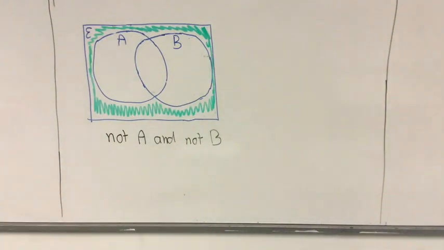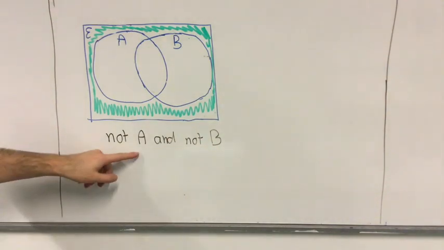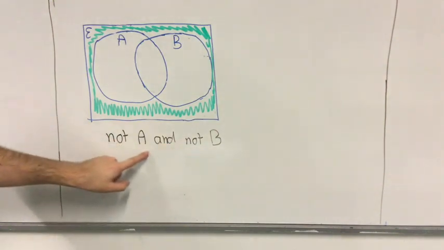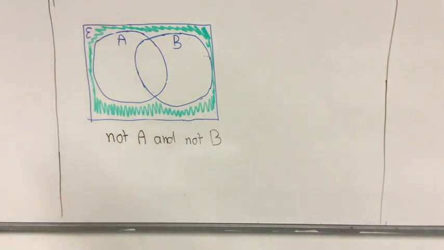Go. This is what you should have coloured in. Not apple and not banana. You can't colour in the A circle and you can't colour in the B circle. That's what this is saying. That means you can only colour in the space around the outside.